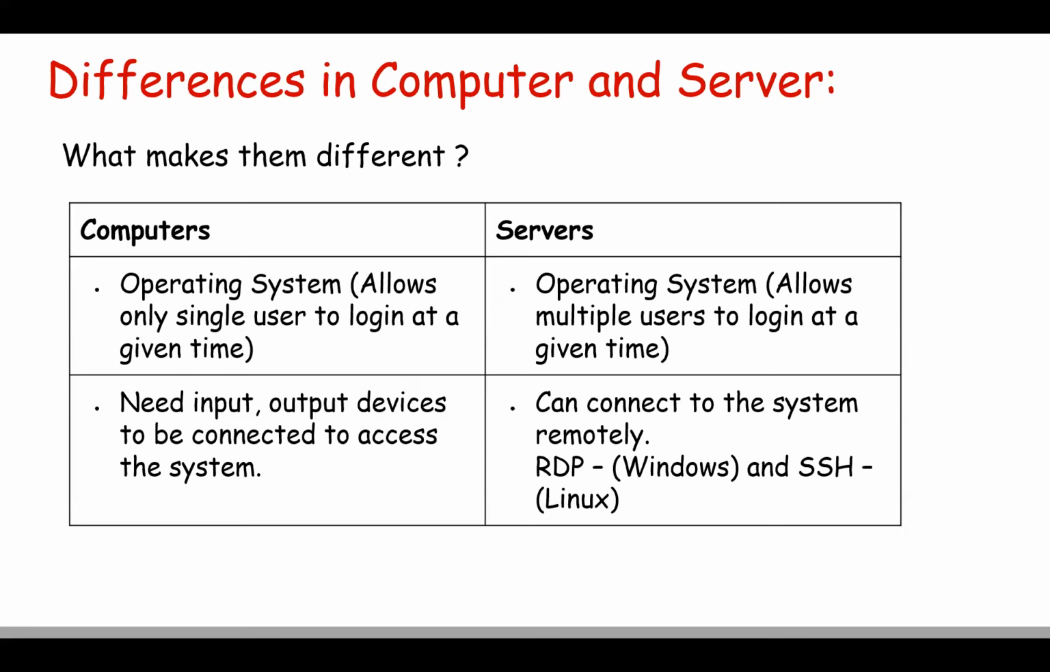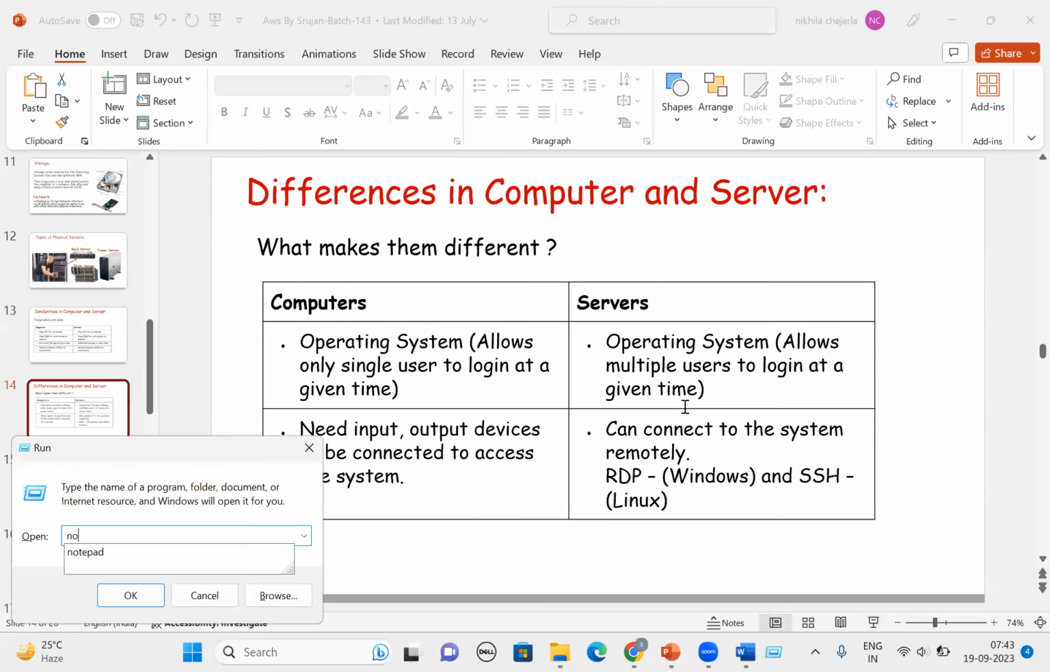Coming to another point, you need input and output devices to connect to and access the system. To connect to the computer we need physical devices. But coming to the server, you can connect to the server directly with the help of RDP if it is Windows, and if it is Linux, it is SSH. What is meant by RDP? You may get it out. What is meant by RDP?